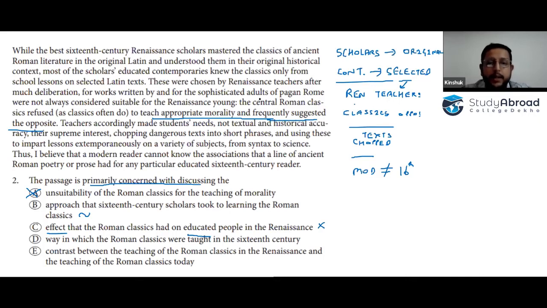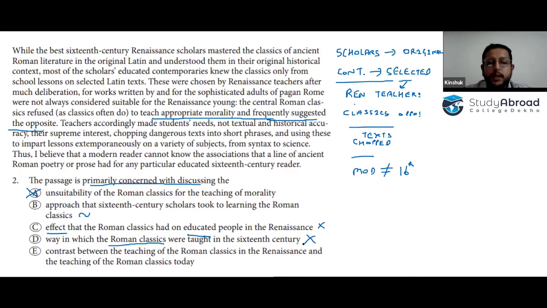All right, let's look at the next answer choice. Answer choice D says way in which Roman classics were taught in 16th century. So it was not about the Roman classics, what they were taught. Roman classics opposed what was being taught. So again, answer choice D will not be the right answer.